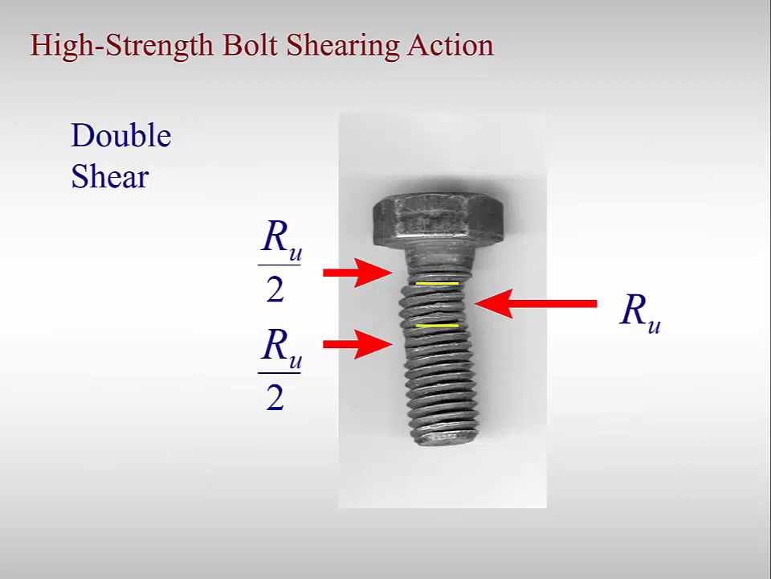Shown is a high-strength bolt that was subjected to double shear. You can see the location of the two shear planes. There was some rotation and bending in the bolt due to the play or gap in the bolt holes from the 1/16 inch standard oversize.